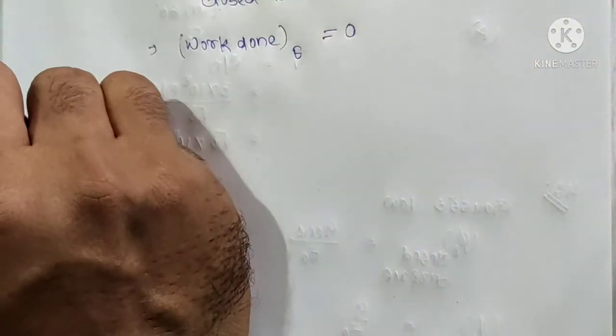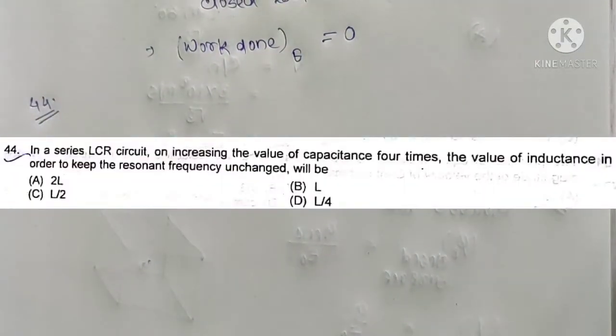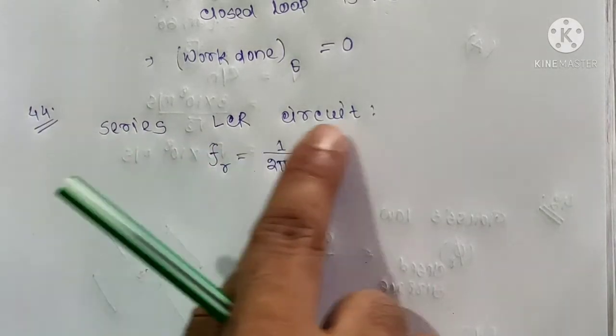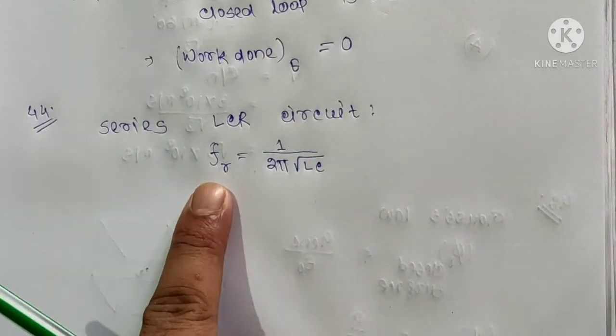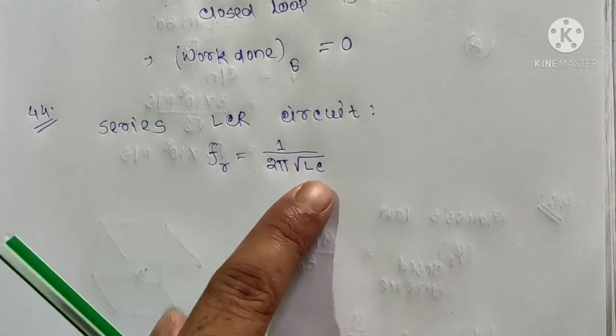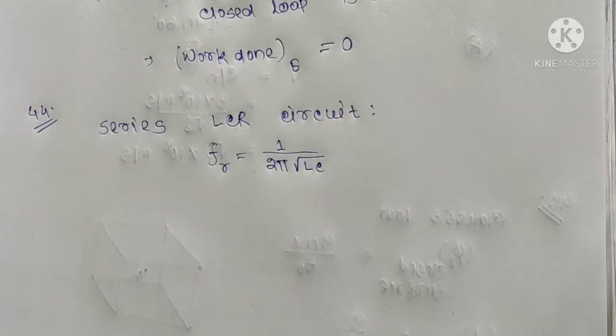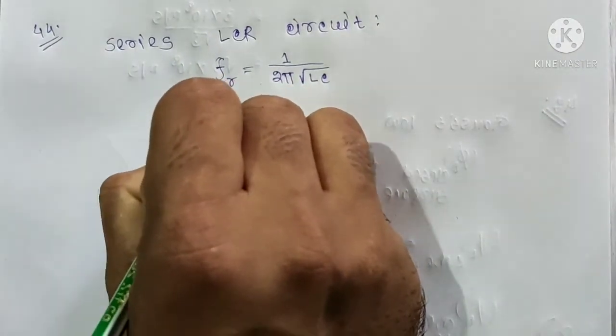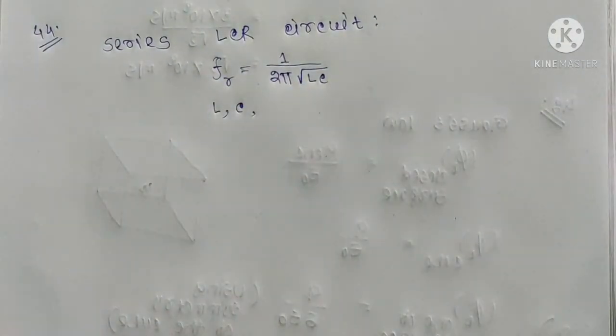Question number 44. In a series LCR circuit, on increasing the value of capacitance 4 times, the value of inductance in order to keep the resonant frequency unchanged will be. So in series LCR circuit the resonant frequency is given by 1 by 2 pi square root under LC. देखो ये तो फॉर्मूला बेस्ड क्वेश्चन हो गया. देखो जैसे कि इनिशियली क्या है, इंडक्टेंस और कैपेसिटेंस की वैल्यू L and C है.